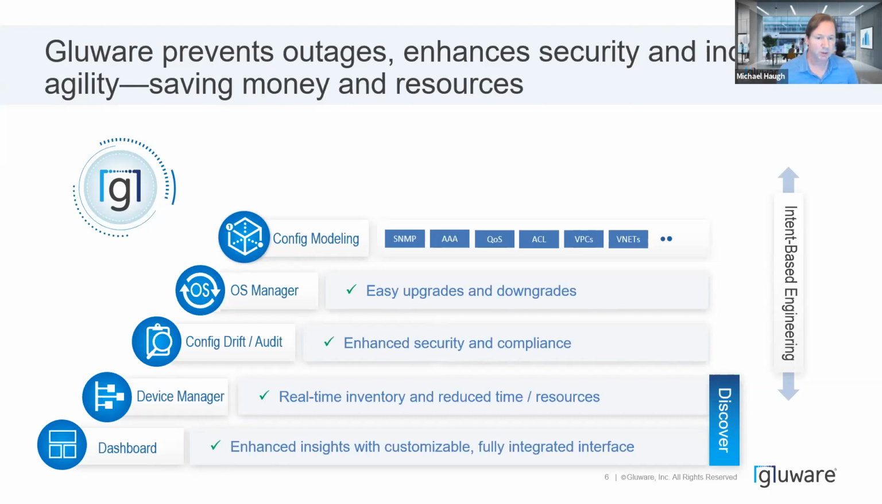So this means you can start with the low-hanging fruit. Let's say you're upgrading to SNMP v3, or you have a AAA update to roll out, or a QoS policy, you can automate just that with Gluware, or you can automate your entire configuration. So really quite flexible.